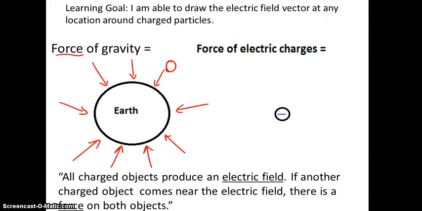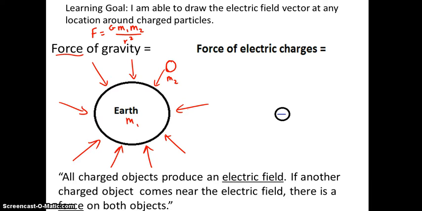Now, what's the size of this force? Last year we learned that the force of gravity between any two objects is the gravitational constant times one of the masses, for example the Earth, times the second mass, which is the moon, divided by the distance squared between them.